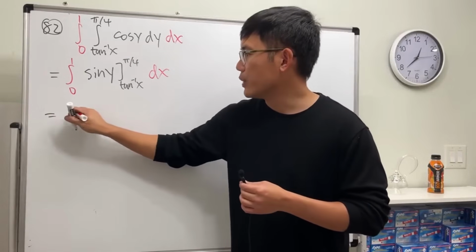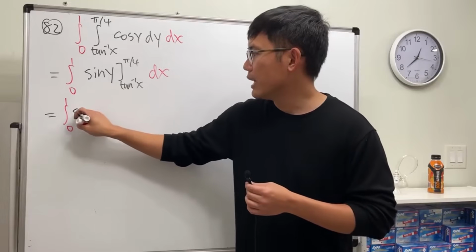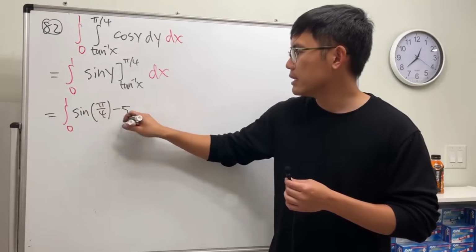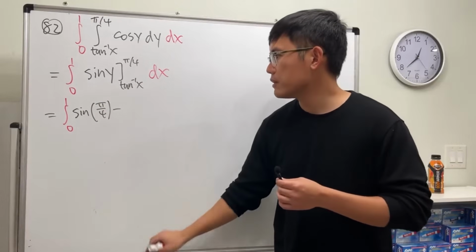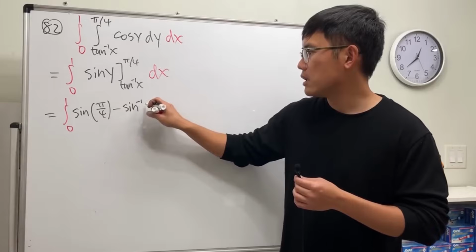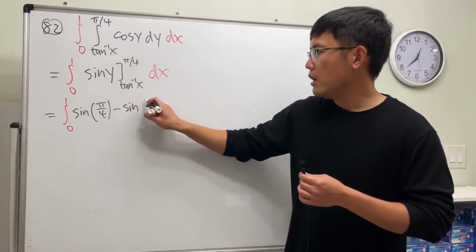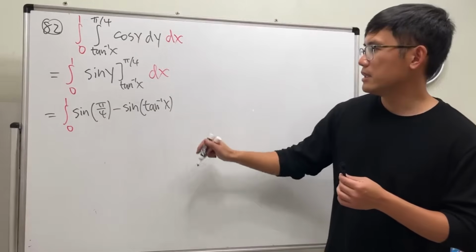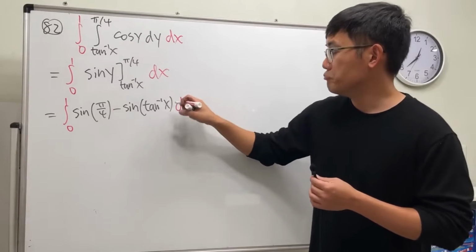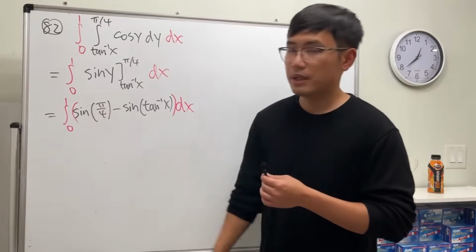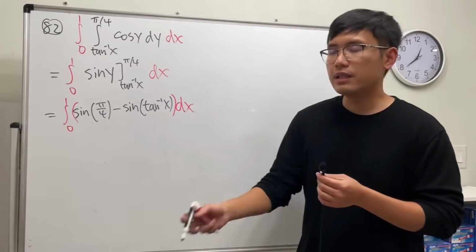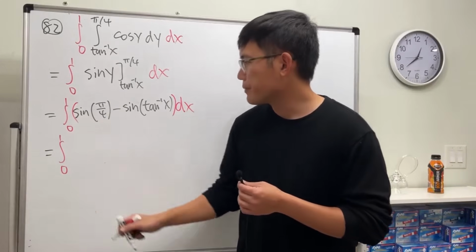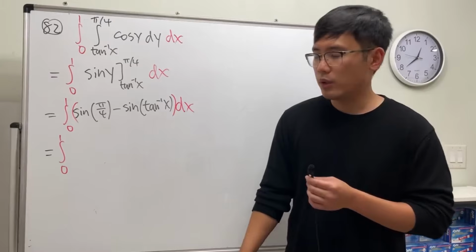So this right here, we get the integral going from 0 to 1, and then we have sine of pi over 4 and then minus sine of inverse tangent of x, and then dx. Maybe put another parentheses. All right, so let's figure this out. Let's figure it out and integrate. So here we have the integral going from 0 to 1. Sine of pi over 4 is 1 over square root of 2.